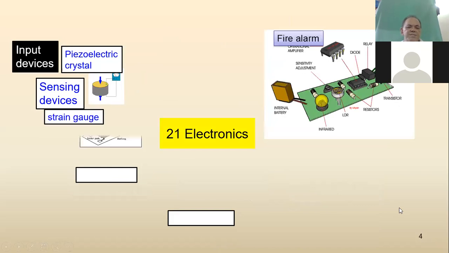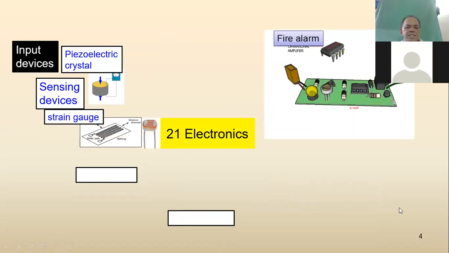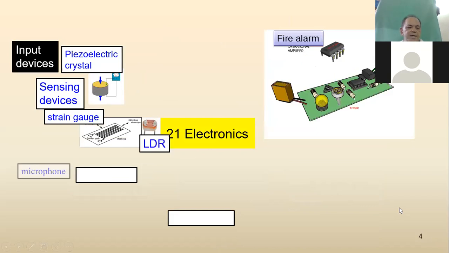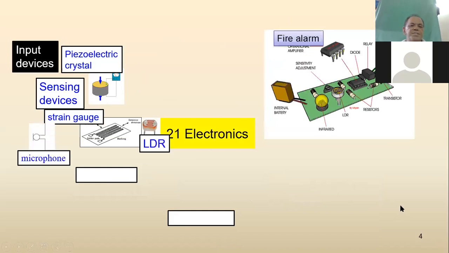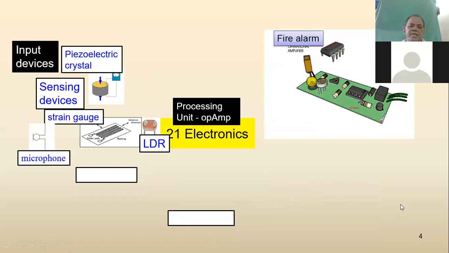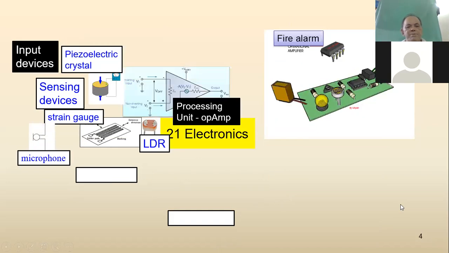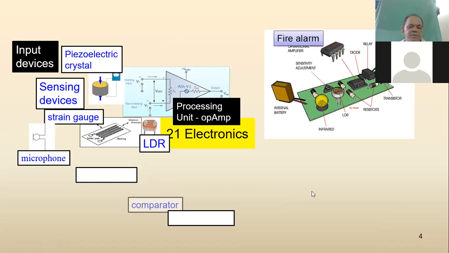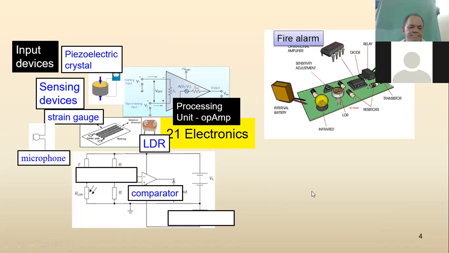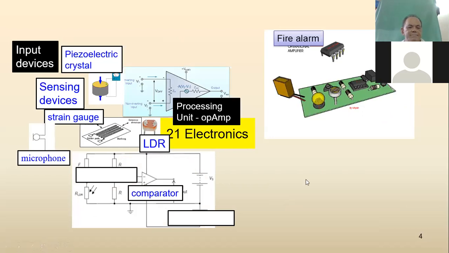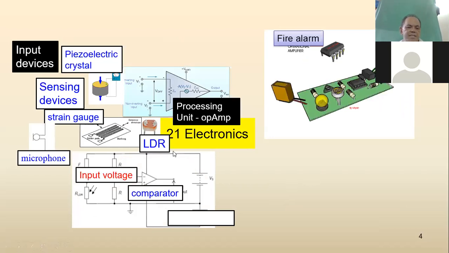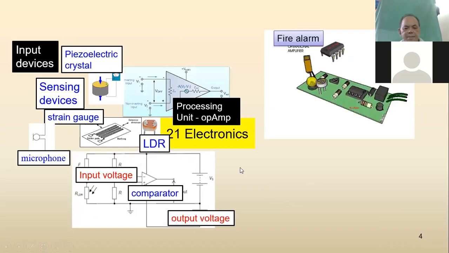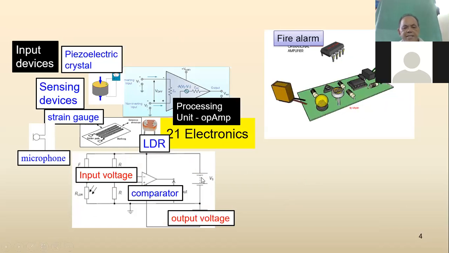Then strain gauge. There's an LDR. Microphone. There's the symbol of a microphone. And the processing unit. We are interested in the operational amplifier. There's the equivalent circuit, and we look at it as a comparator circuit. This part is the input voltage, that part is the comparator, and this part is the output voltage.